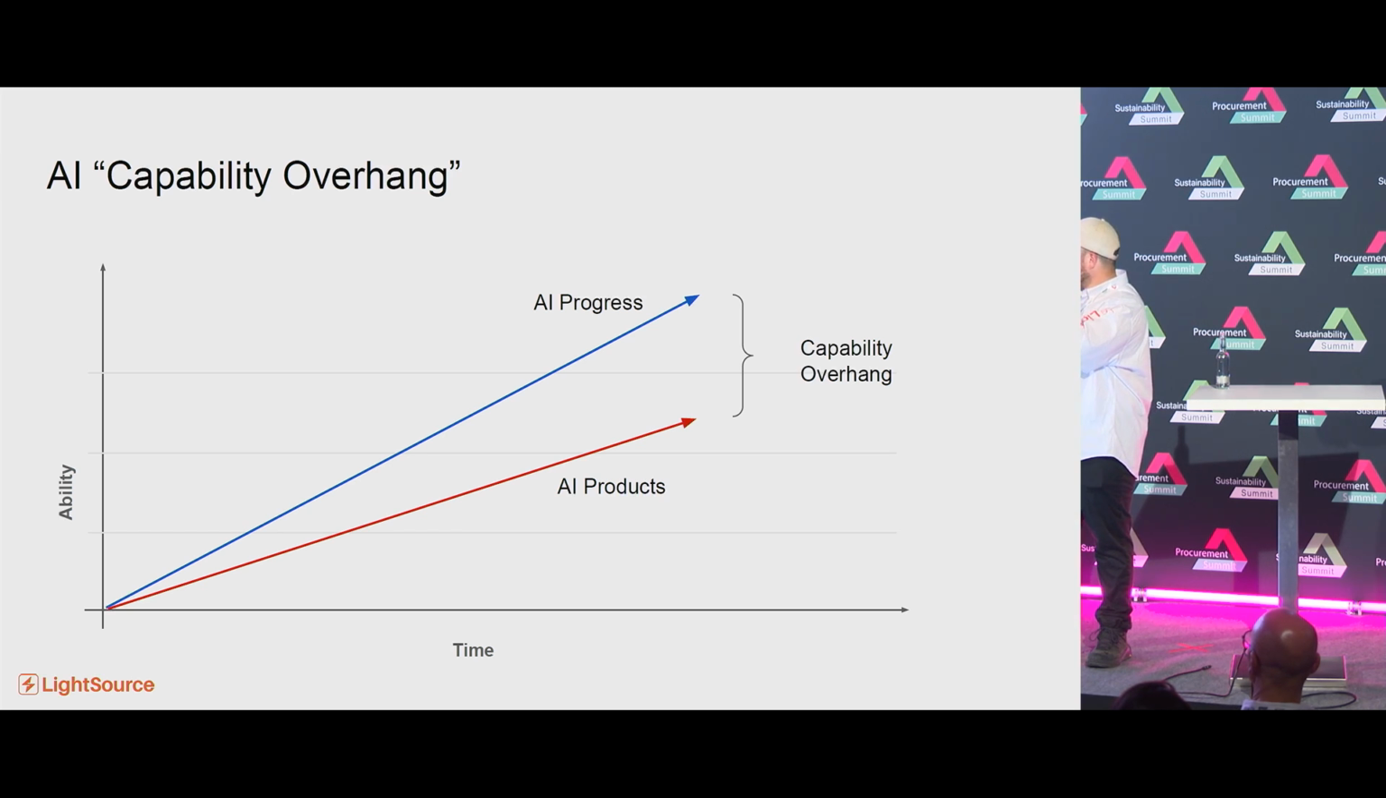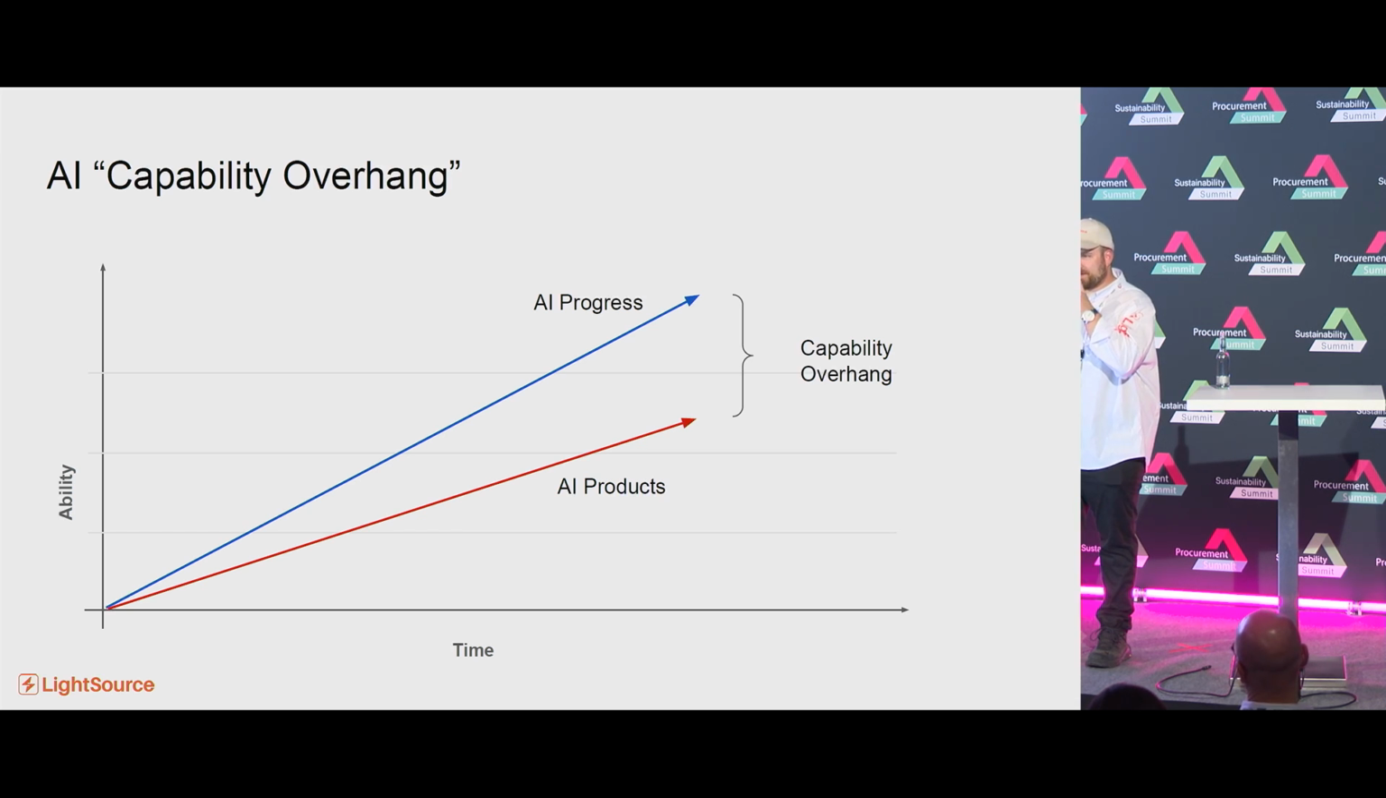But there's been a bit of a challenge that we've seen in the industry, and this is something that I call the AI capability overhang. The progress that we've seen in the foundation models and the wrappers around them, things like ChatGPT and Anthropic, has progressed really quickly. And something that I've been keeping track of is the fact that AI products that purport to make use of these tools have not quite caught up.